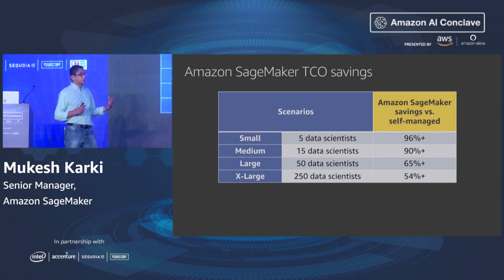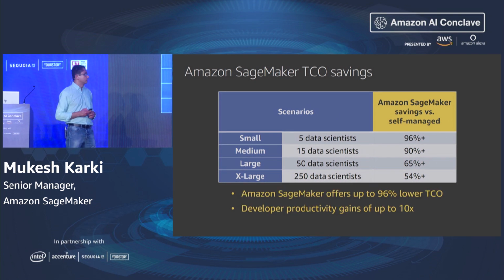So SageMaker and Amazon did some calculation of the savings that customers can get out of using SageMaker compared to a self-managed machine learning pipeline. And we believe that you can get up to 96% saving in total cost of ownership if you're using SageMaker. And on top of that, a huge productivity gain for ML scientists.